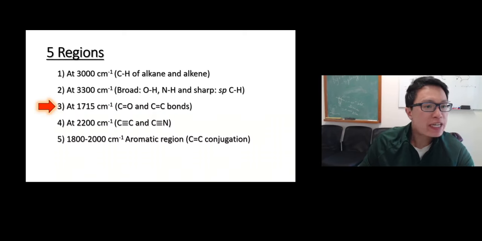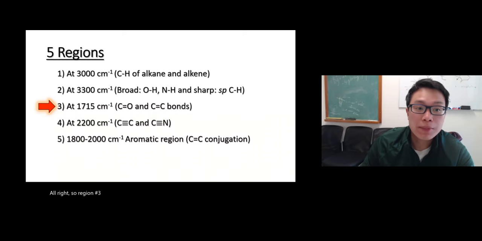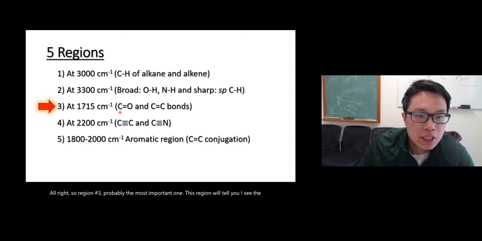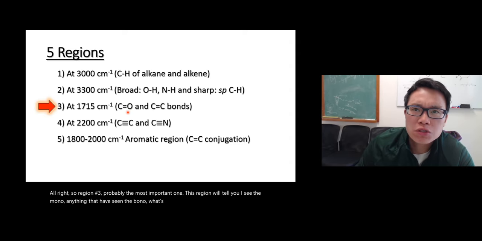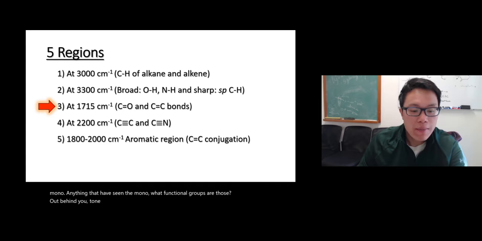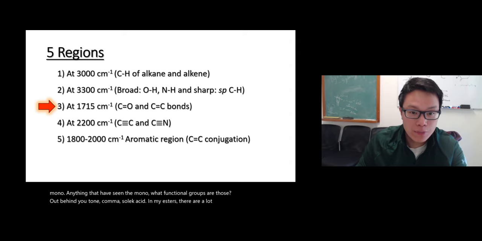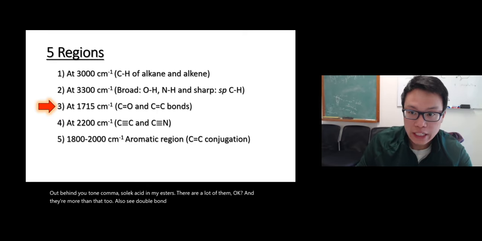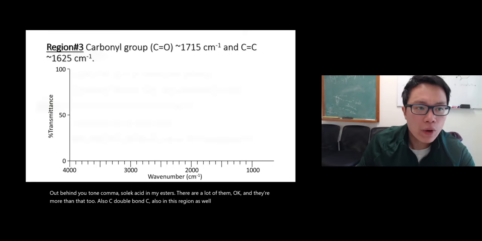All right, so region number three, probably the most important one. This region will tell you a C double bond O. Anything that has C double bond O, what functional groups are those? Aldehyde, ketone, carboxylic acid, amide, esters. There are a lot of them, okay? And there are more than that too. Also C double bond C, also in this region as well. All right. Let's take a look at this one.